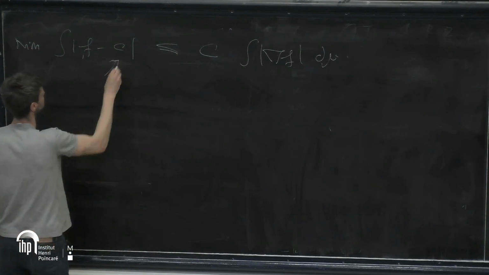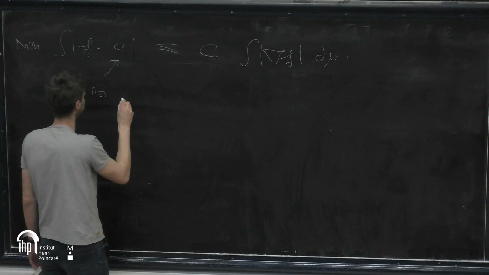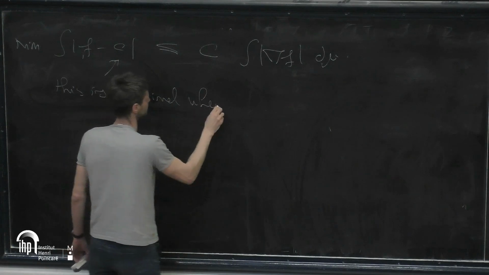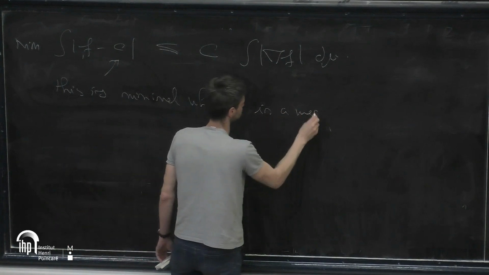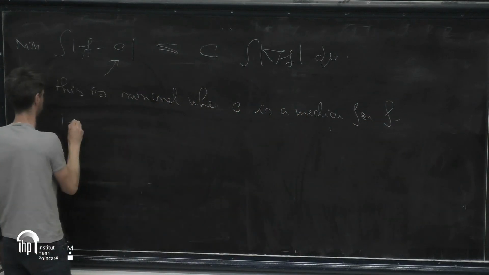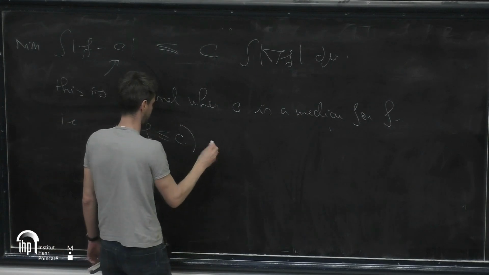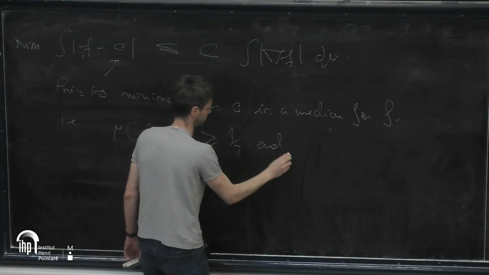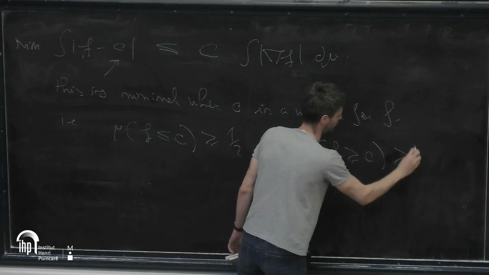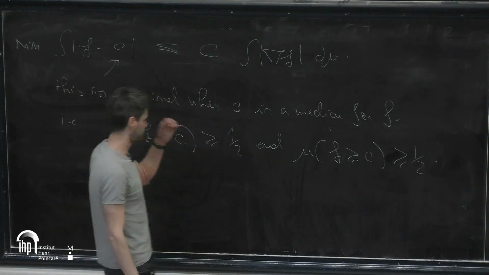Okay, maybe first comment. It's an exercise to see that this is minimal when C is a median for f. So a median means mu of f, any real number such that those two inequalities are true.